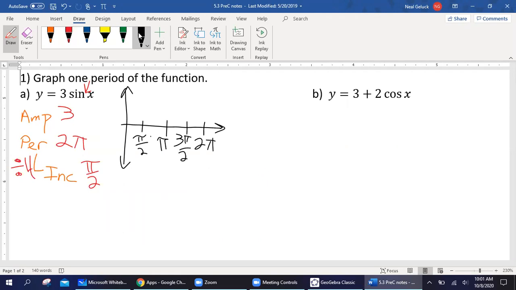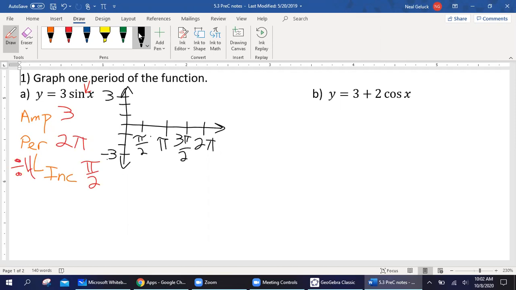What's changing is the amp. Instead of going up 1, down 1, I'm going up 3 and down 3. And every time that you graph one of these for a quiz or exam, I'm going to say label the increments on both axes. So I want to see this.